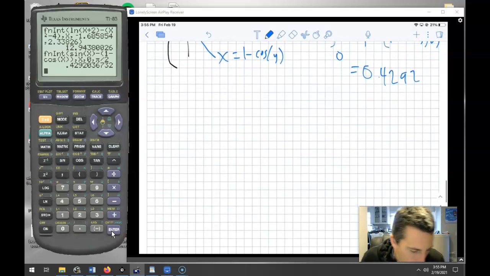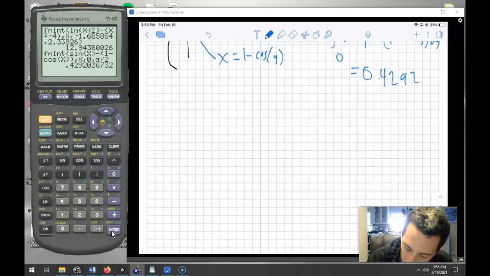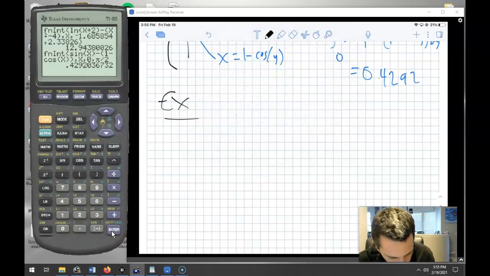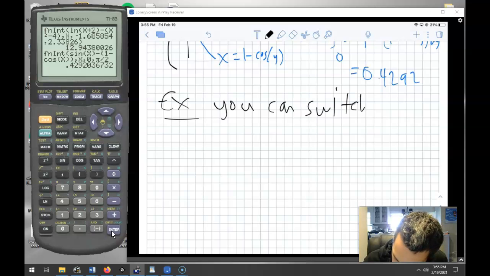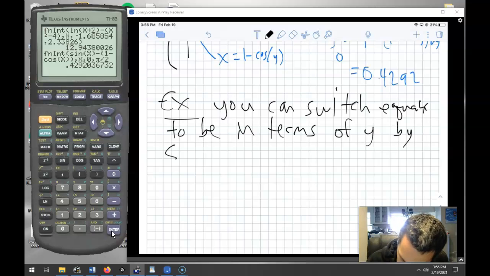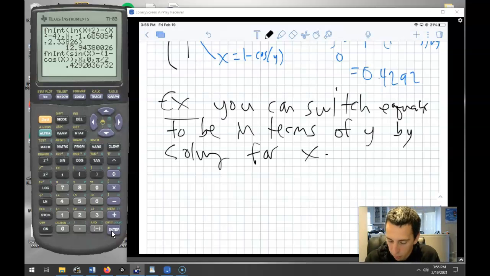Let's do one more. I wanted to go back and look at the problem that we did at the end of the last video. Actually, I need to do something else first. You can switch the equations to be in terms of y by solving for x equals. So if you have an equation for the function, you can solve for it in terms of x.